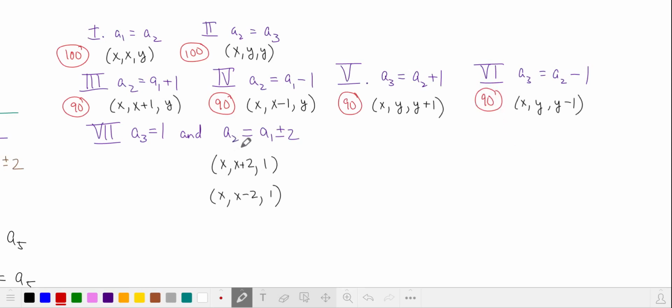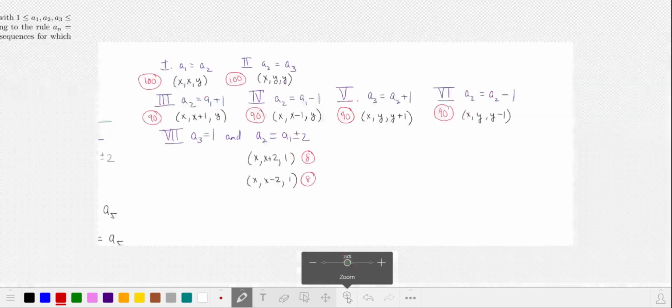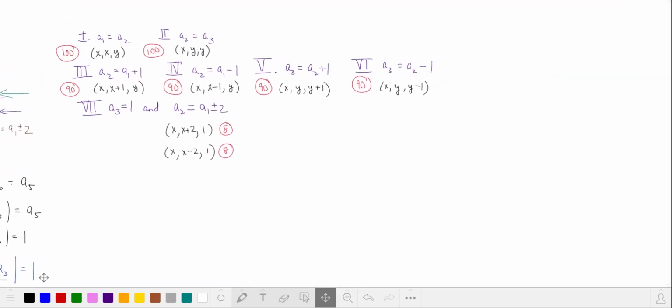Here we need 2 numbers that differ by 2, and this third term has to be 1, so this is just 8 ordered triples and another 8 ordered triples. Now we need to compare these pairwise so that we can see when our ordered triples have been double counted. So we'll start with condition 1, and we'll compare it to condition 2.